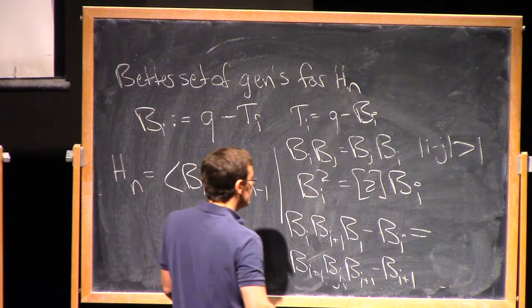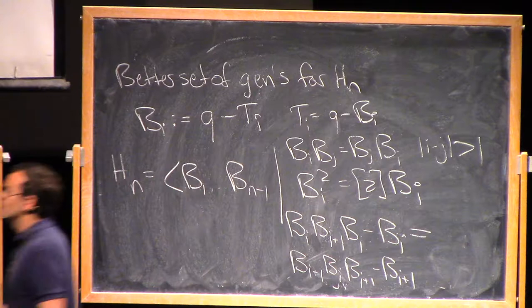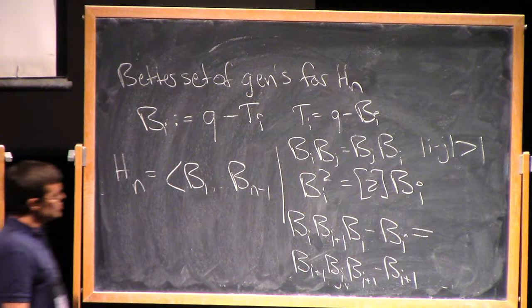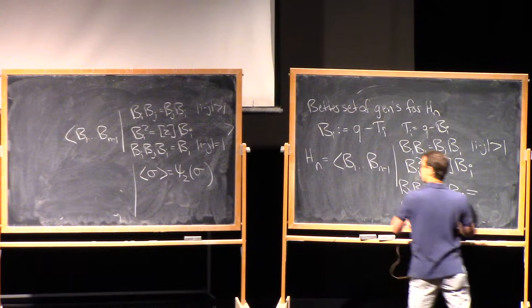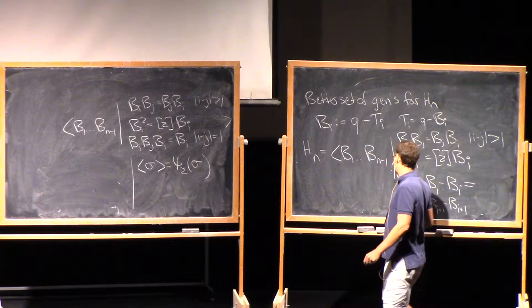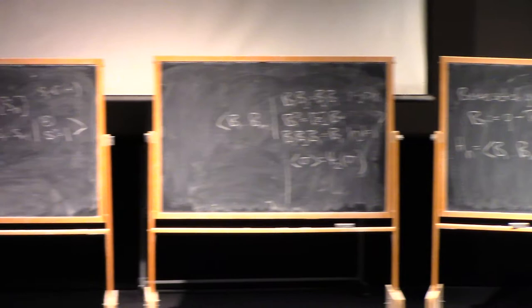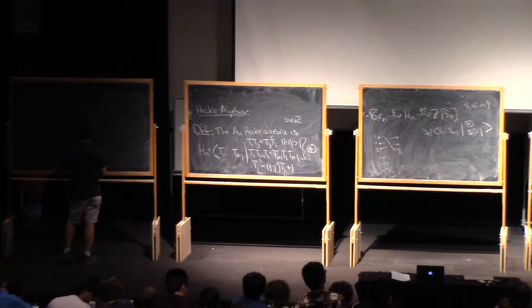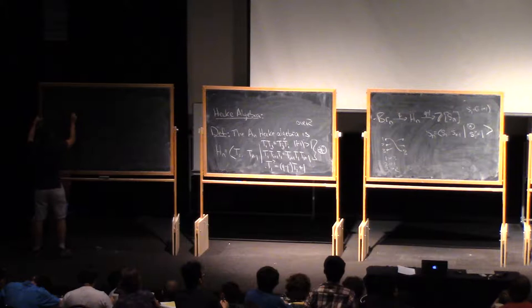And you see, in the Temperley-Lieb algebra, this relation holds because actually both of these terms are zero in the Temperley-Lieb algebra. And these are the same as the relations we had here. So that means I have a homomorphism. Let's call it P2, from H_n to TL_n that sends B_i to B_i.